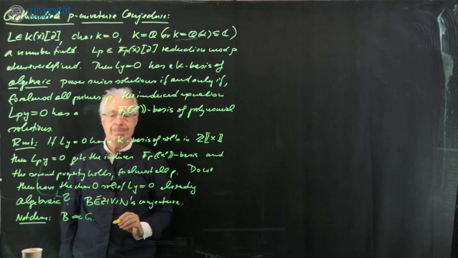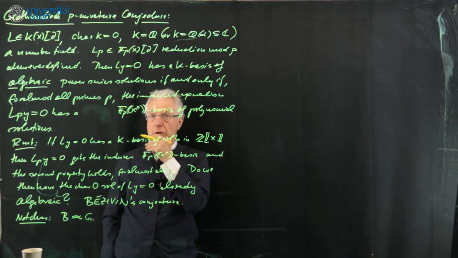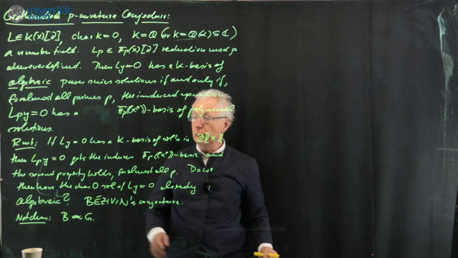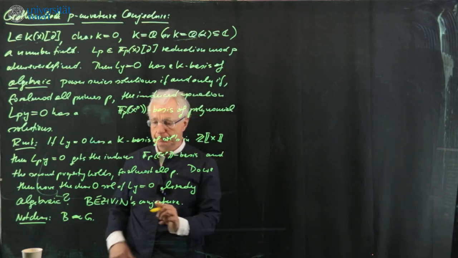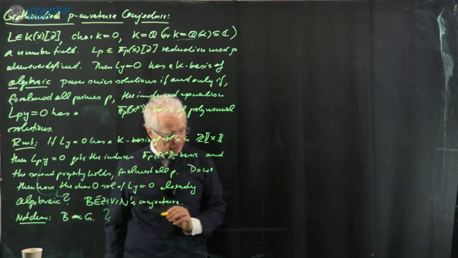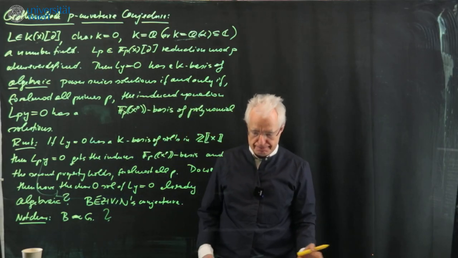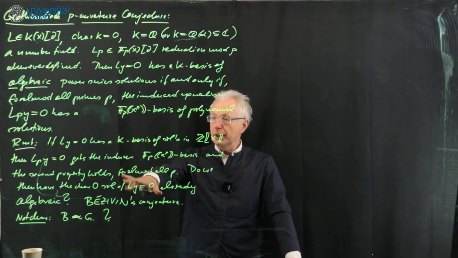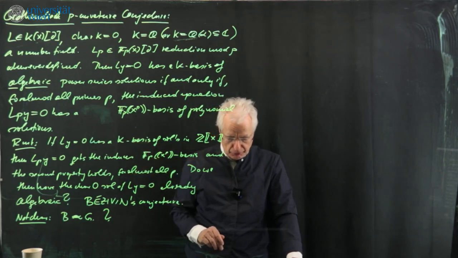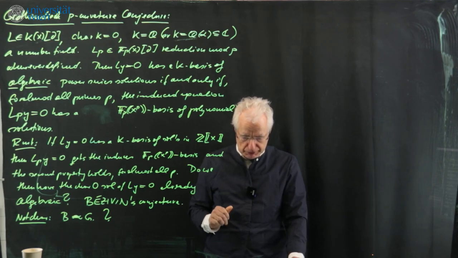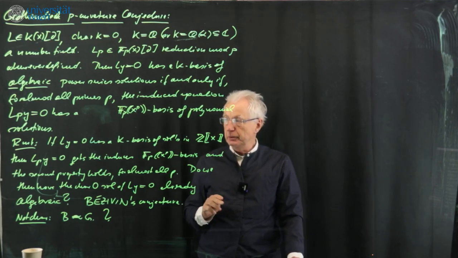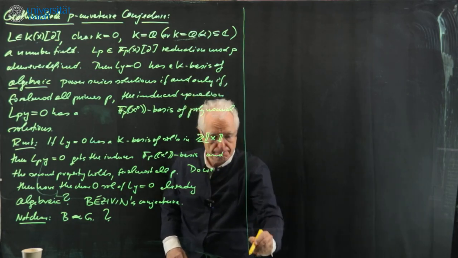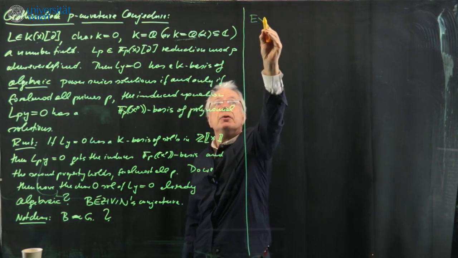Okay? Even for order 2, it's not clear. That's maybe easier to prove than the conjectures themselves, but I cannot tell you anything about this. Okay. So this reduction mod p often works, but not always. And I will give you examples where you cannot reduce so easily.